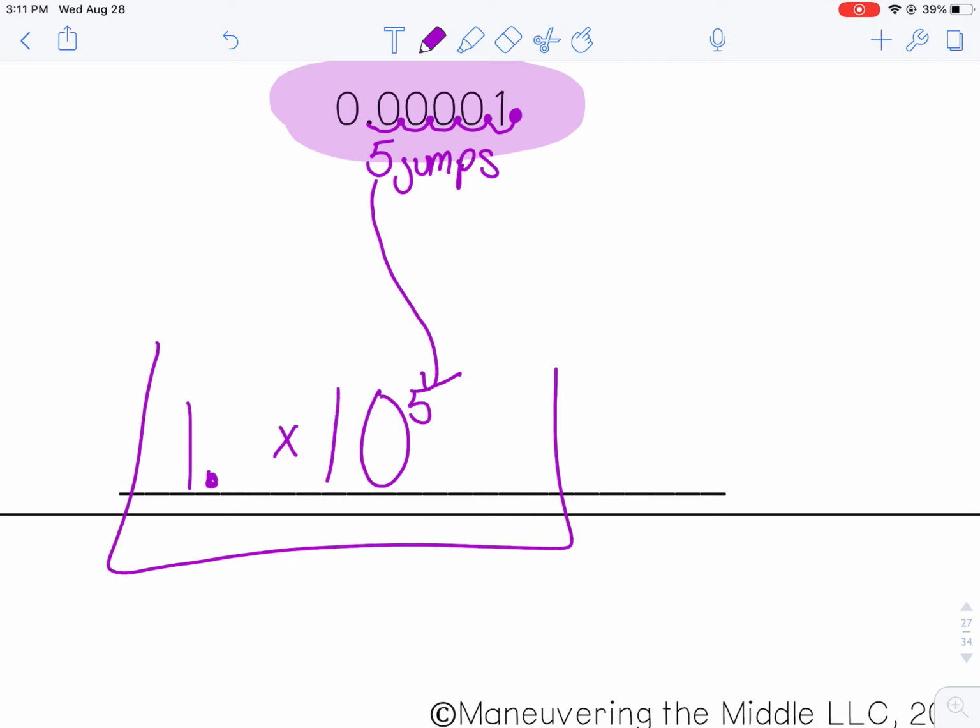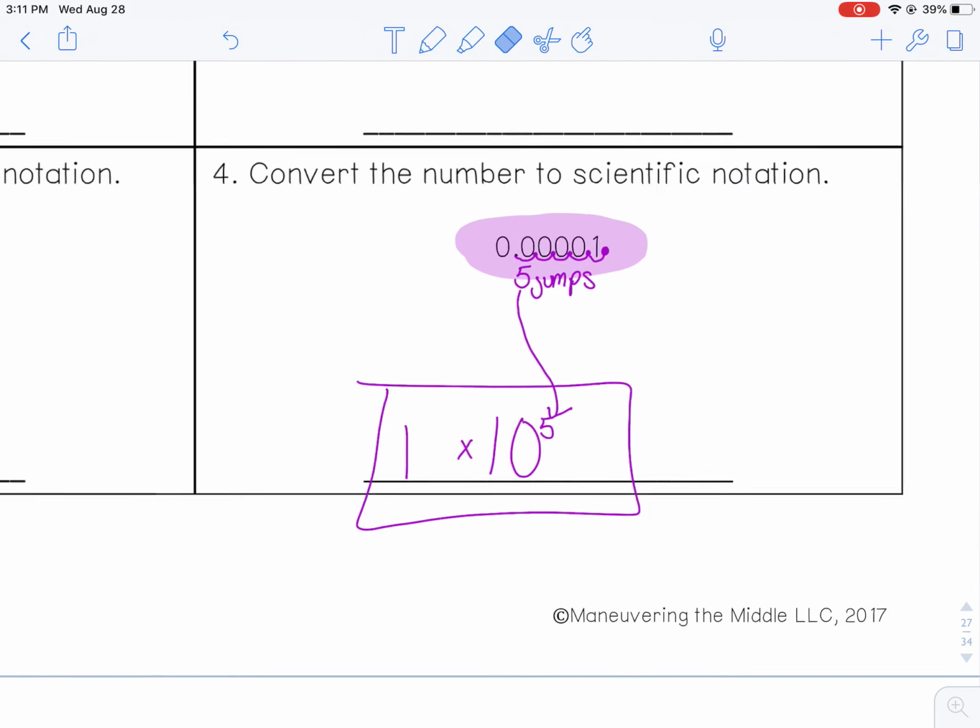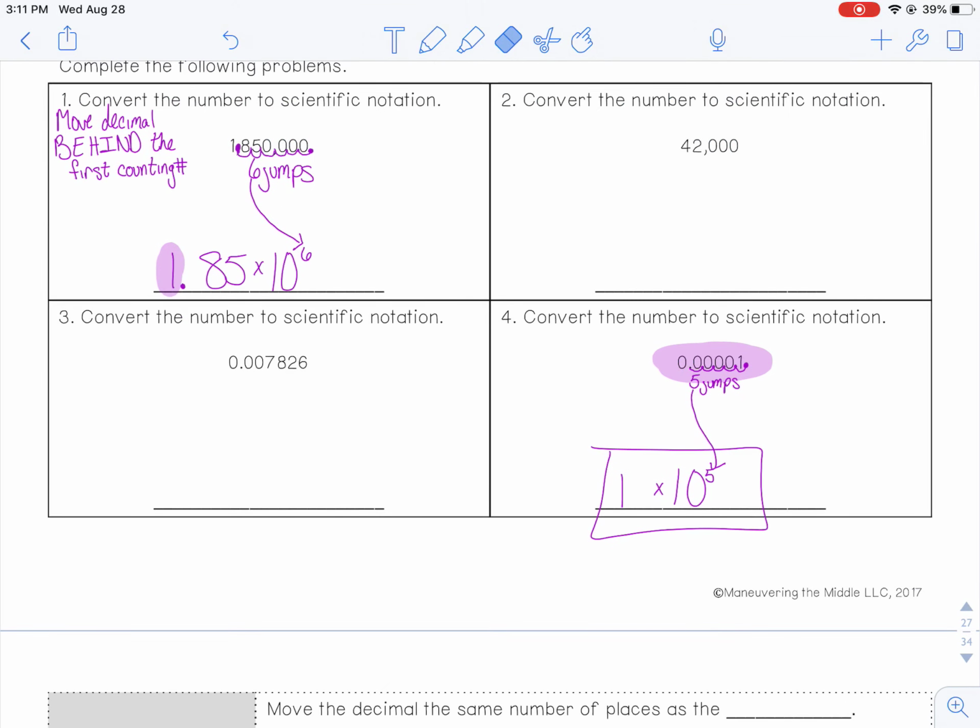So our answer is 1 times 10 to the 5th. You could leave off that decimal just because there's nothing after it. That would be okay. So what's going to happen is this video is going to pause.